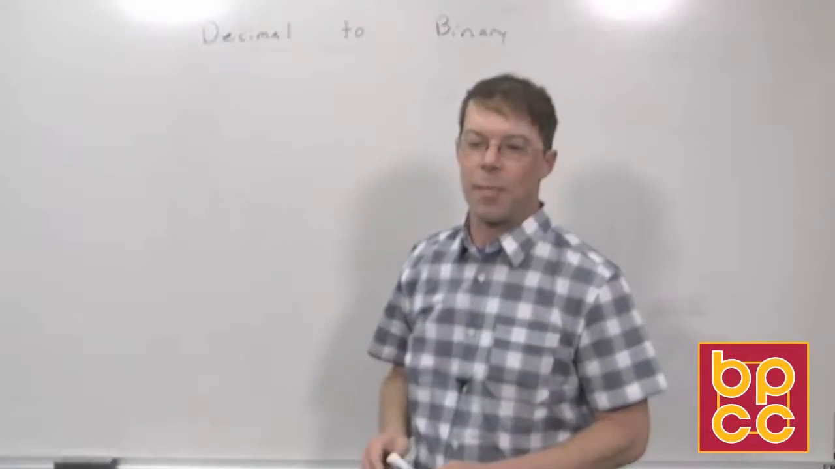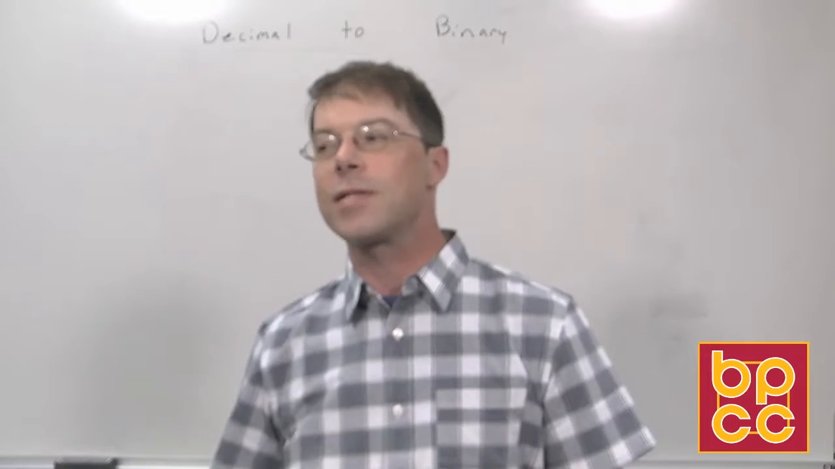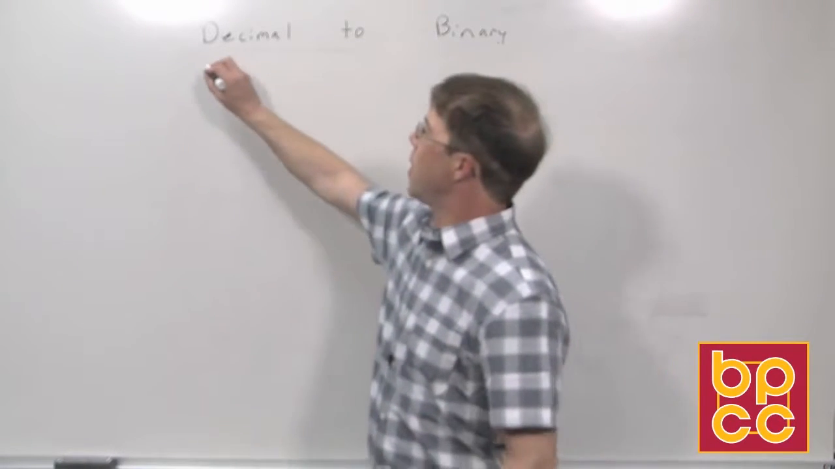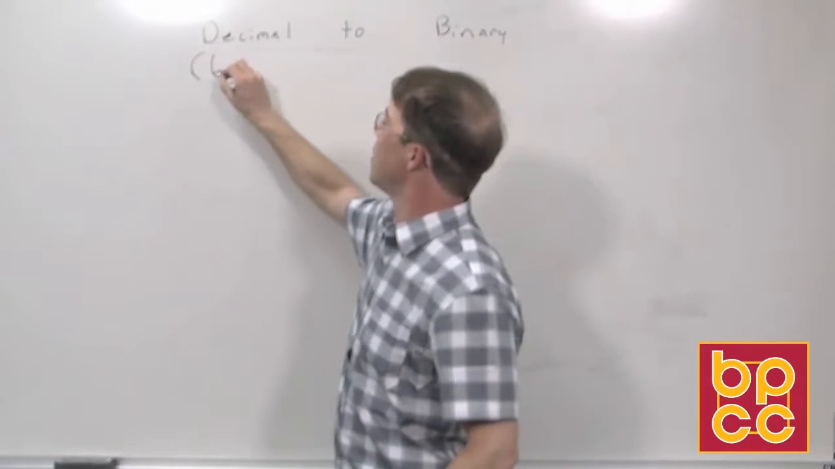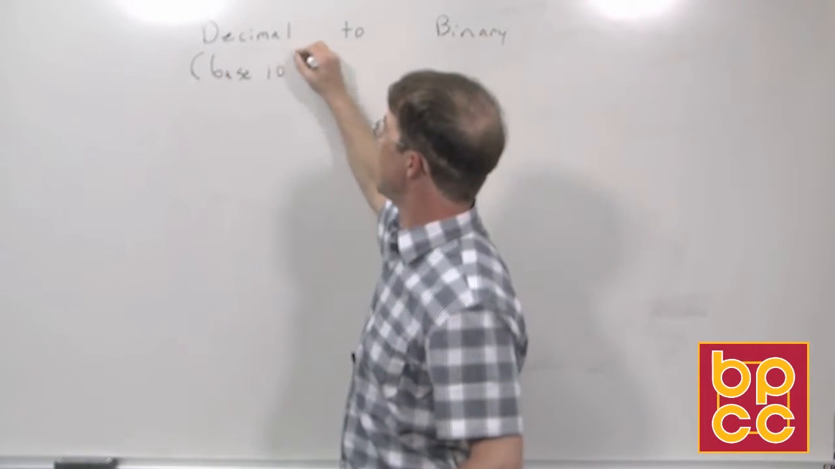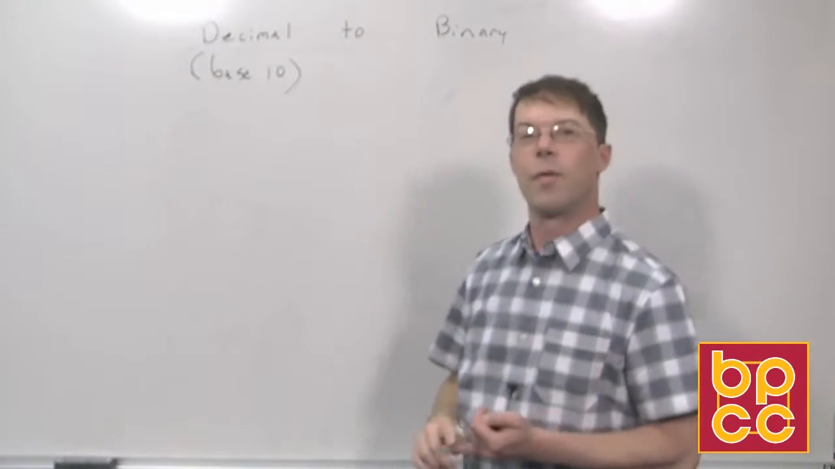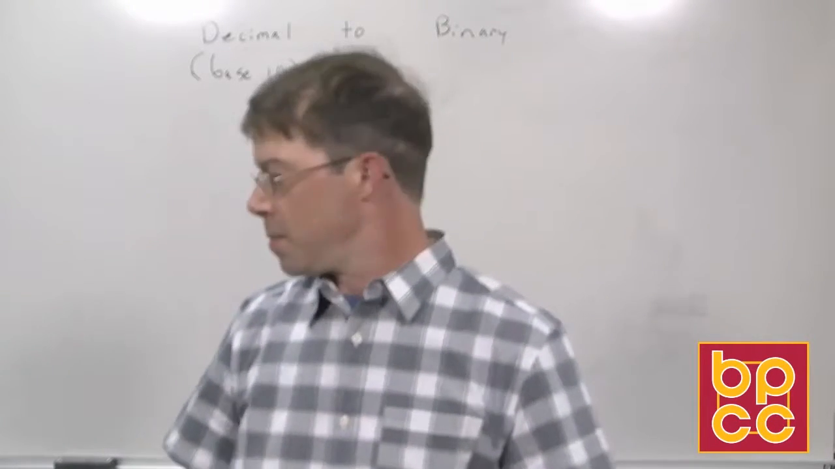What does decimal numbers mean? Decimal numbers is the system of numbers that we already use. We often call this base 10. This is the base 10 number system, the way you're already familiar. The numbers 0 through 9 represent the decimal values.